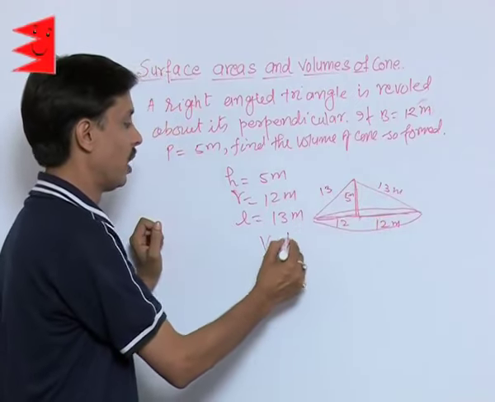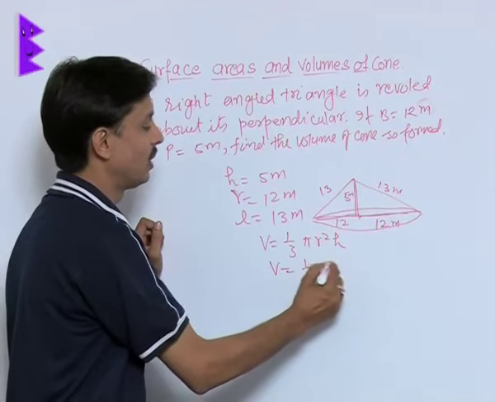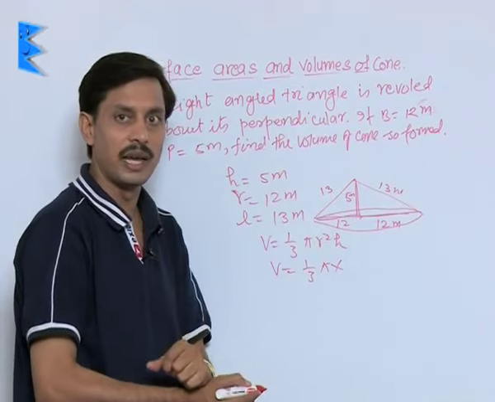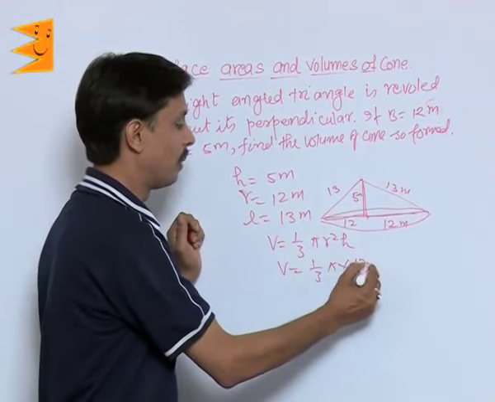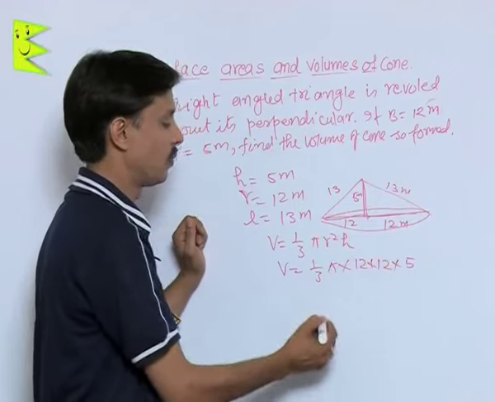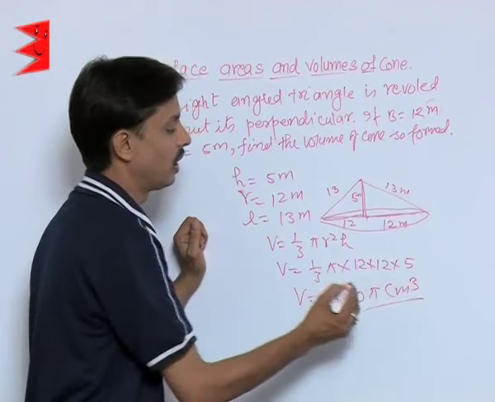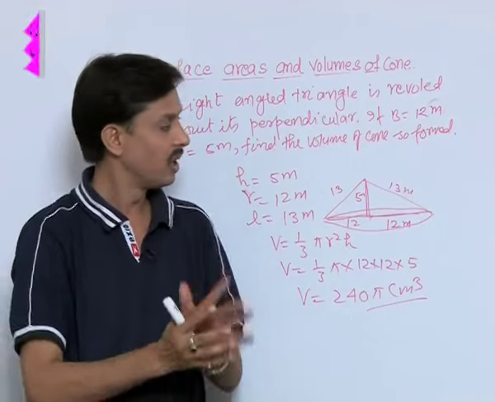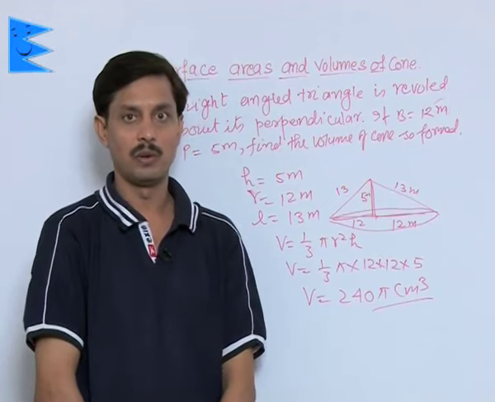This is also 1/3 πr²h. Volume becomes 1/3 π. You know it is revolved about the perpendicular, which is 5 meter high. So 5 meter will be the height, 12 meter will be the radius. So 12 into 12 into height 5. If you simplify, you will get 240π centimeter cube as the volume of the cone so formed by revolving the right angle triangle of base 12 and perpendicular 5 about its perpendicular.